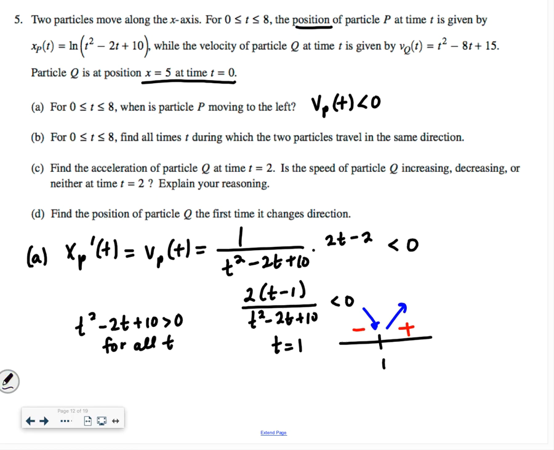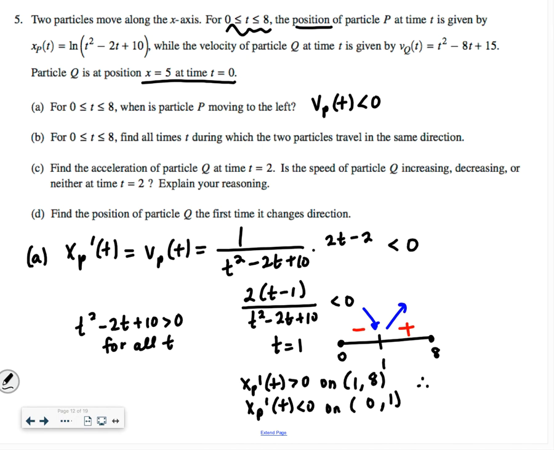So let's write that. So we would say something like xp prime of t is greater than 0 on 1 to infinity. Xp prime of t is less than 0 on negative infinity to 1. Actually, we're between 0 and 8, so I'm going to adjust these a little bit. I'm going to say 1 to 8, and then I'm going to say 0 to 1. Therefore, P moves to the left on 0 to 1.